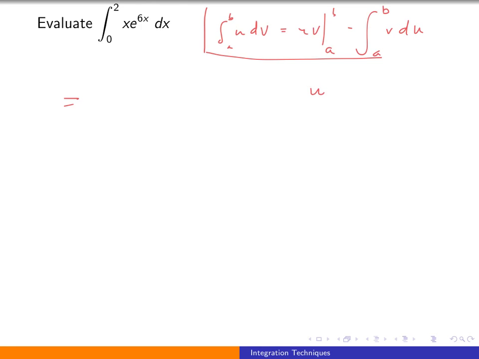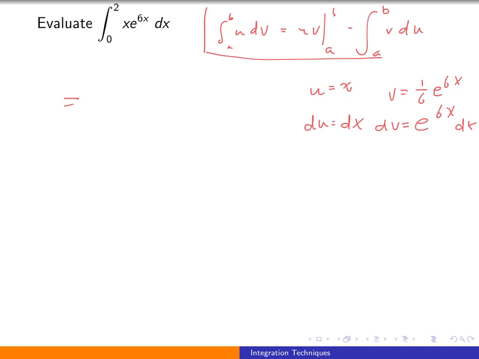So we're going to let u be equal to x and dv be equal to e to the 6x. And whenever we have a polynomial times an exponential, this is a very good choice to make. u is the polynomial, dv is exponential. So v is going to be the antiderivative of e to the 6x, which will be 1/6 e to the 6x. And du is dx.